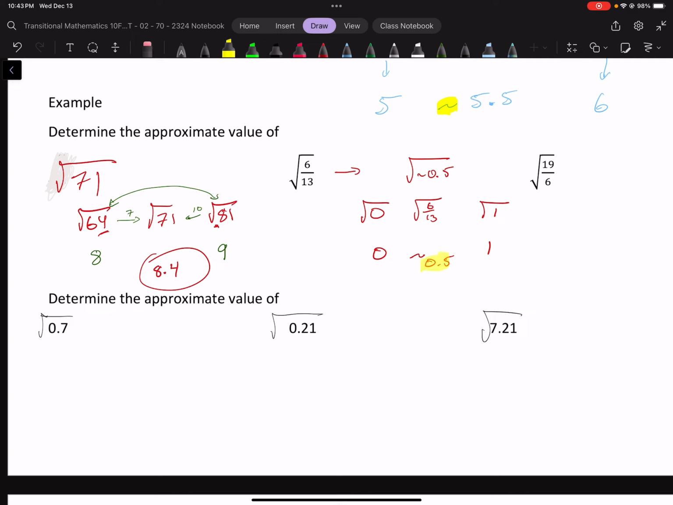Now, believe it or not, experience tells me that this is a bad estimate. The real value is around 0.8. But it's really not that important to get an exact value. We're just looking for approximate values.